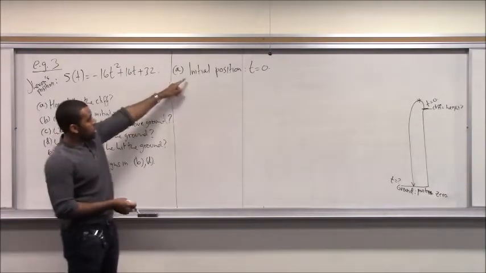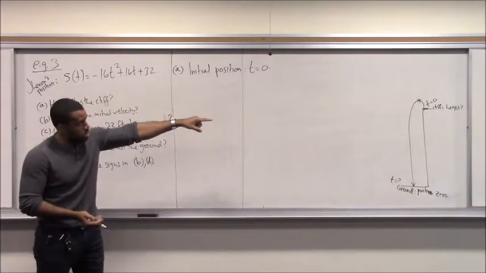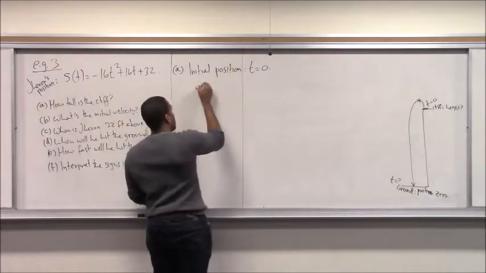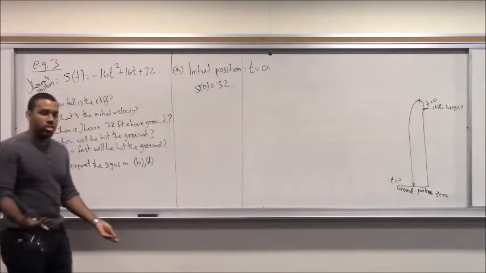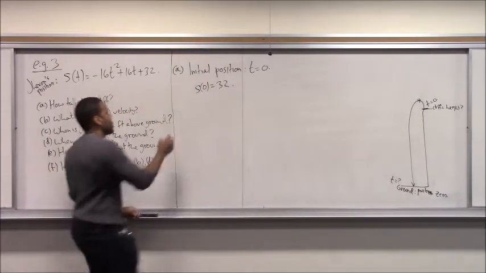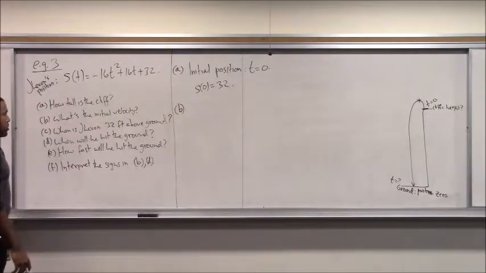Anyway, so initial position is what they're asking for. In the beginning, where is his position? That's just time equals 0. So this is just s of 0, which is 32. So this cliff is 32 feet high. Not super high. I don't know how much damage it would be to drop from 32 feet.